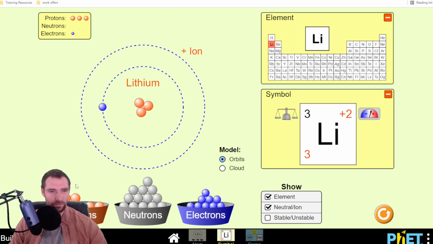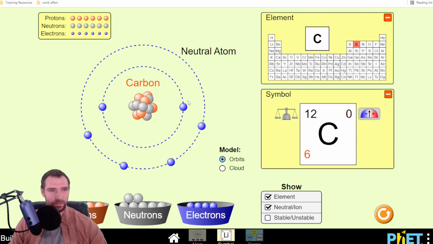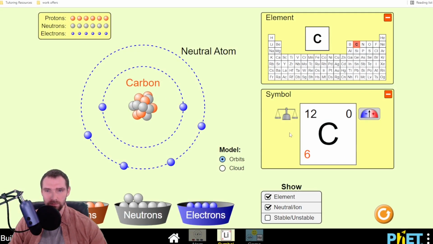So if we wanted carbon, we're going to need 6 protons. And then we're going to need 6 neutrons, I should say. And then we're also going to have 6 electrons. And when we do that, we get a neutral carbon atom here. And this is carbon 12. So you can see that because it has 6 protons and 6 neutrons, it's got a total weight of about 12. And for carbon 12, this is exactly 12 AMUs. It's the only thing that works out this neatly.